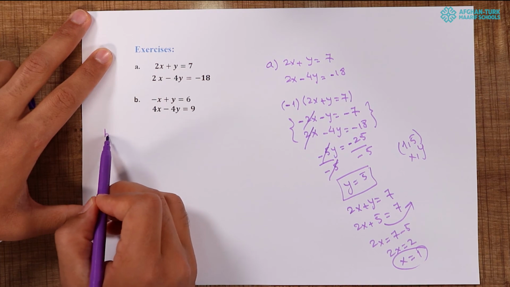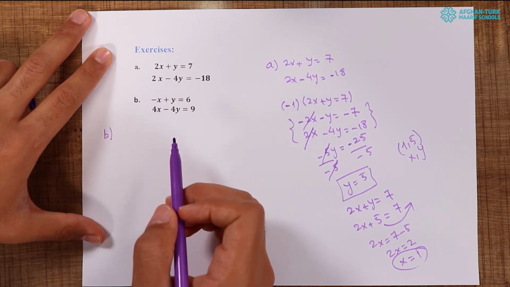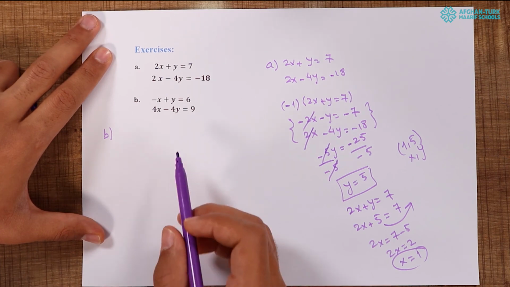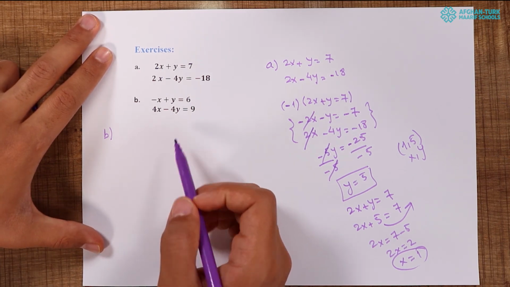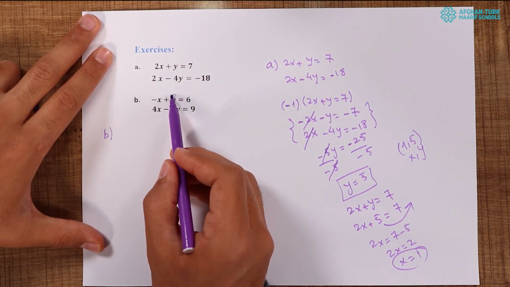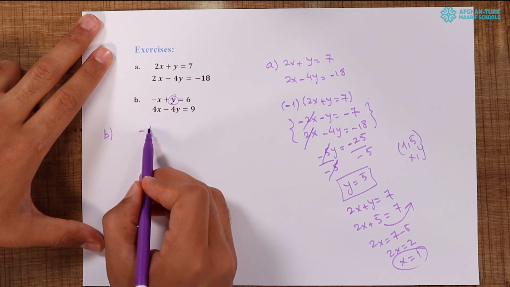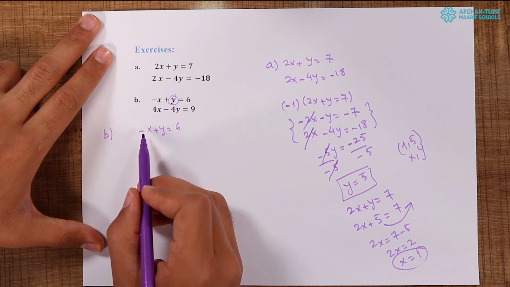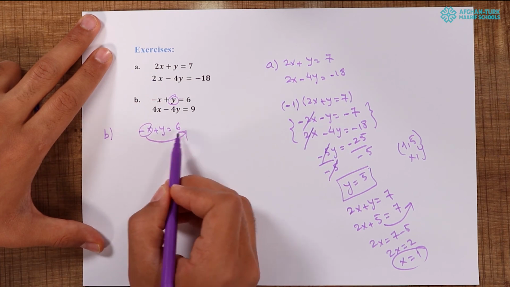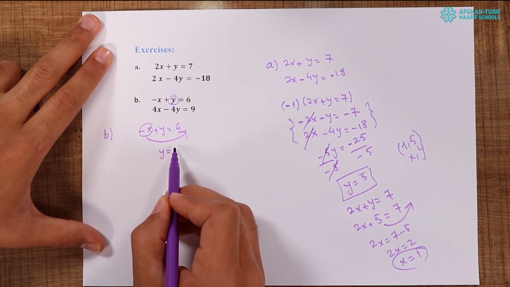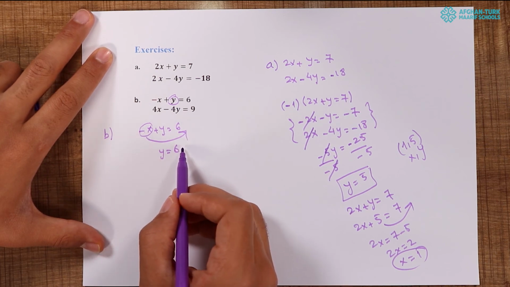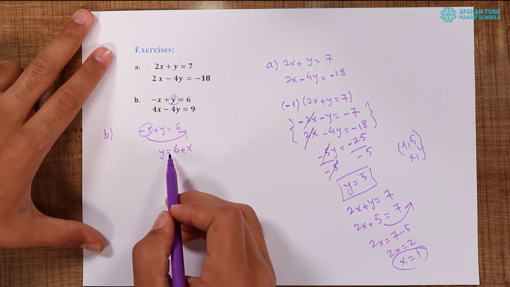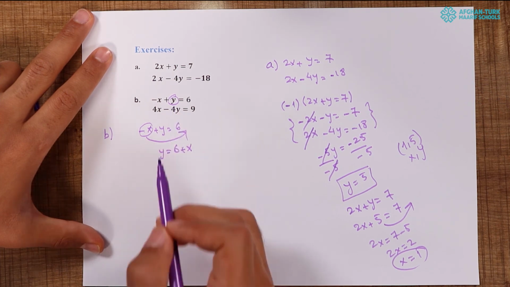We have minus x plus y is equal to 6, and 4x minus 4y is equal to 9. We are going to solve this system by the substitution method. We have to find the value of y. How can we find it from minus x plus y is equal to 6? In order to find the value of y, we are going to move minus x to the other side. So y is equal to 6, minus becomes plus, plus x. Now we found the value of y. Now we are going to substitute in the other equation.